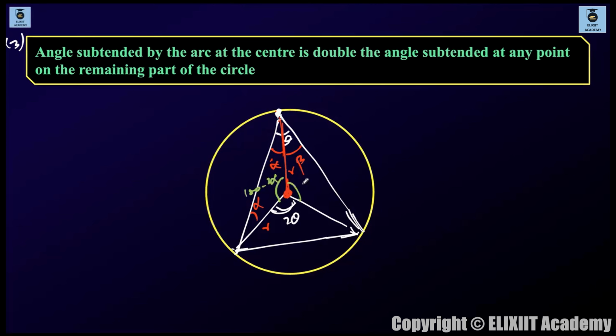Similarly, this much part is 180 minus 2 beta. And the total part is what? 360. So this angle is how much? 360 minus (180 minus 2 alpha plus 180 minus 2 beta).